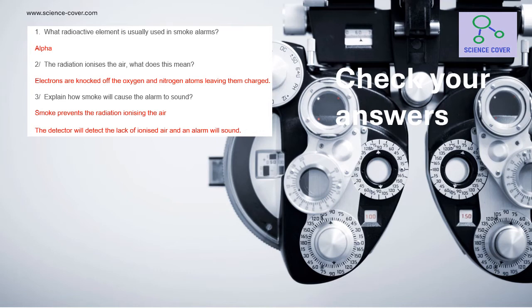Which radioactive element is used in smoke alarms? That would be alpha radiation. The radiation ionizes the air. What does this mean? It means that electrons are knocked off the oxygen and nitrogen atoms, which leaves them charged.